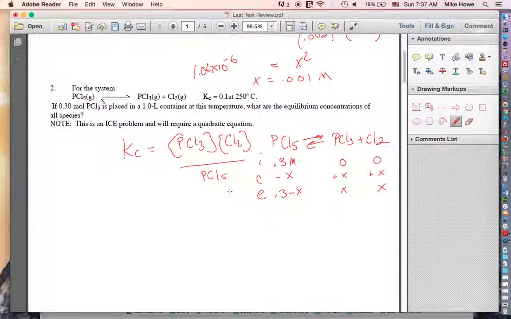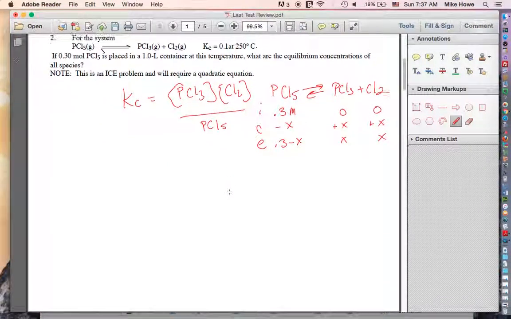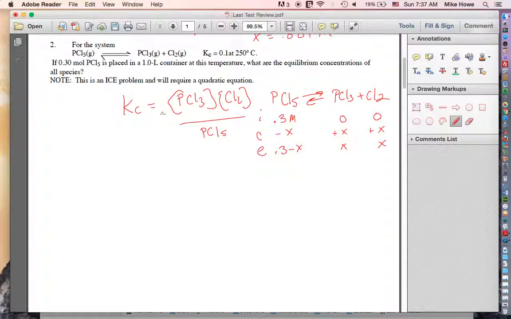All right, now we are ready to solve the problem, and it is a problem that's going to require the quadratic equation. So let's go ahead and plug in what we know. We know that the PCl3 at equilibrium will be x. We'll know that Cl2 is going to be x. And we know the PCl5 is 0.3 minus x. Now all that's equal to the equilibrium constant, which is 0.1.